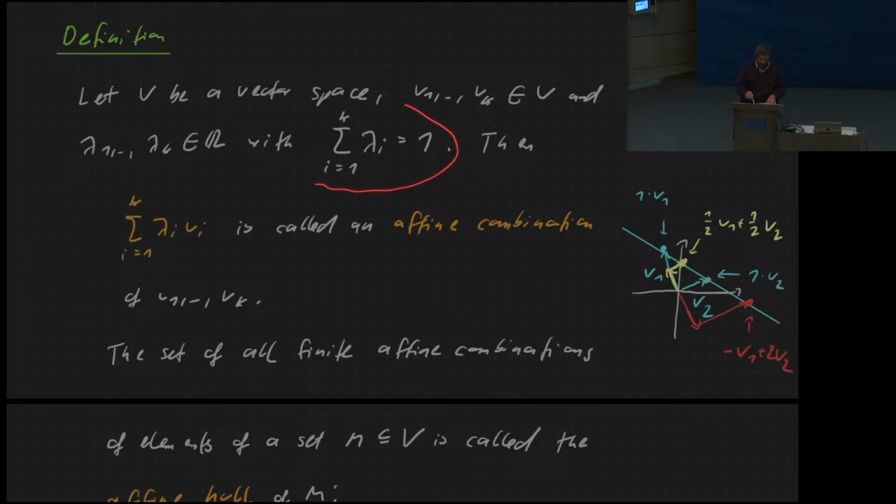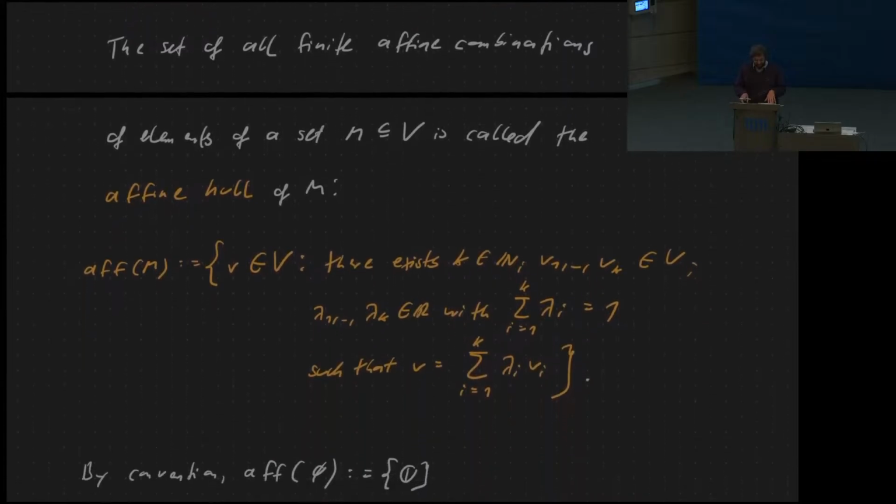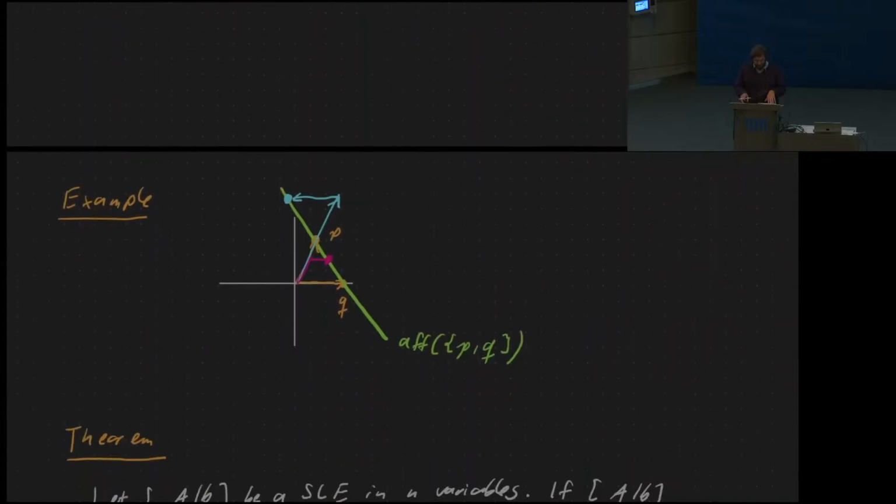Just so you know, there is a way to express elements of an affine hull in almost the same way as with vector spaces, with spans and linear combinations, but with a little added restriction on top. Okay.